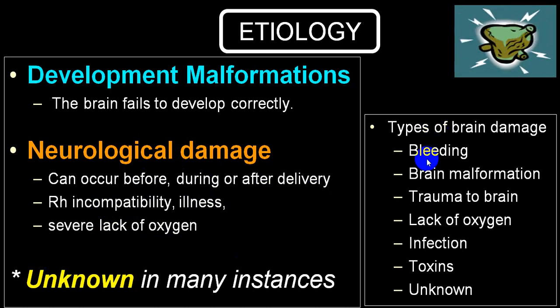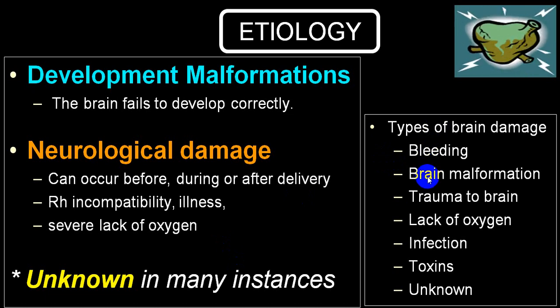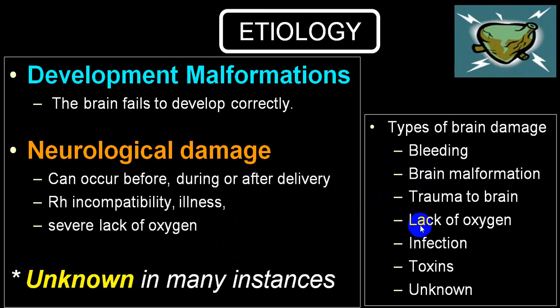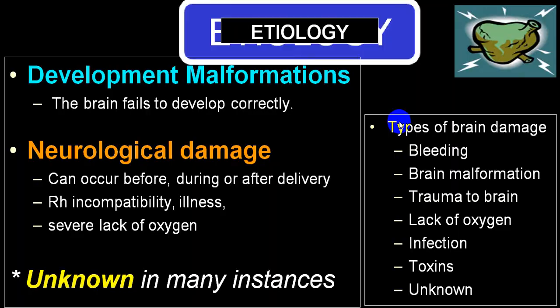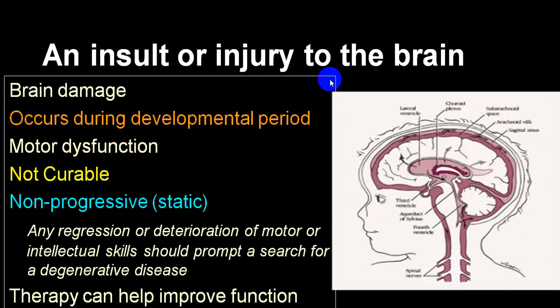The brain damage can be because of bleeding, brain malformation, traumatic damage to the brain during or after delivery, severe hypoxia, infections, or toxins, and a big group we call unknown etiology. So insult or injury to the brain very frequently occurs during the developmental period, where you get involvement of the motor neurons, that is the pyramidal tract, and as it is permanent damage, it is not curable and does not progress. So it is non-progressive, or we call it static.